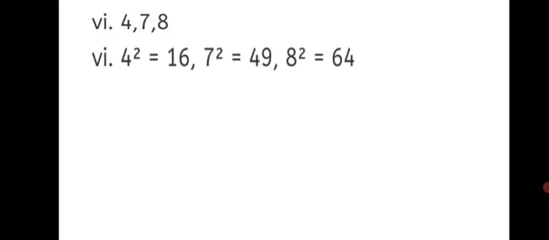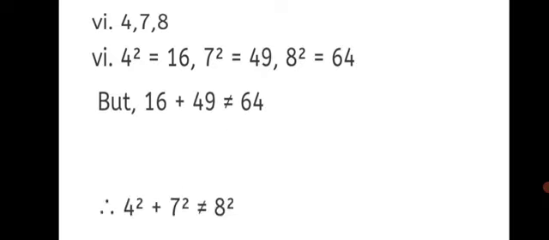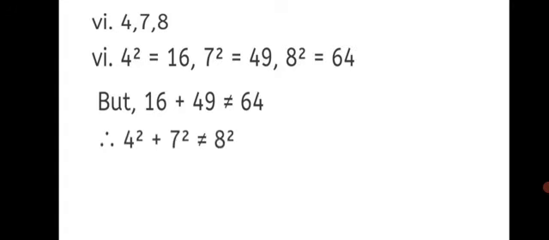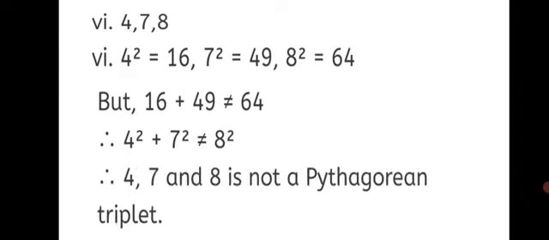Sixth question, 4, 7, 8. Now the squares. 4 square is equal to 16, 7 square is equal to 49, 8 square is equal to 64. 16 plus 49 is not equal to 64. Therefore, 4 square plus 7 square is also not equal to 8 square. Therefore, 4, 7, 8 is not a Pythagorean triplet. So this way we have completed question number 1, all 6 sub questions.